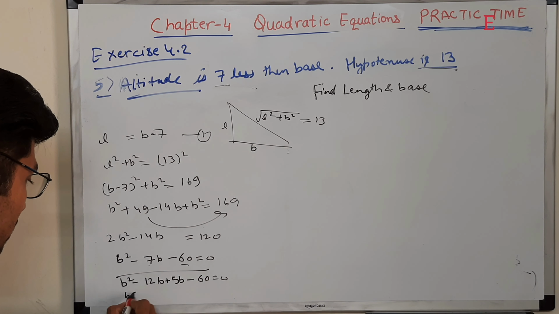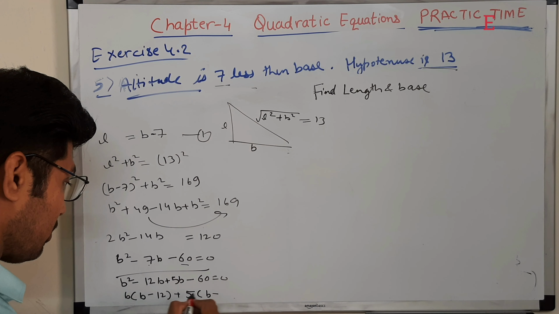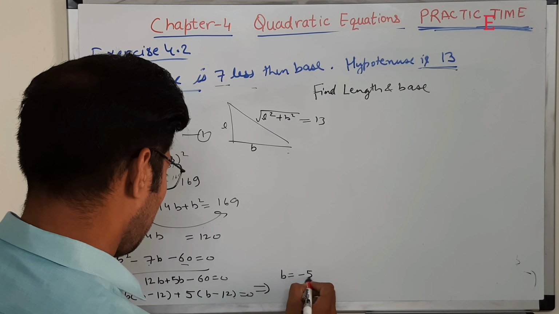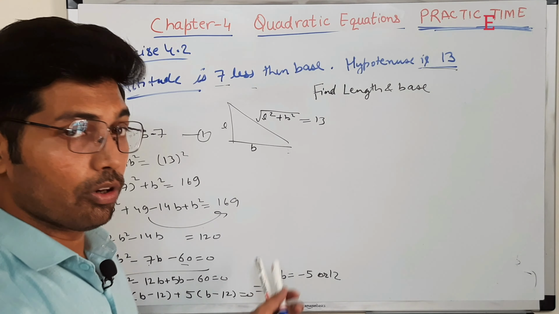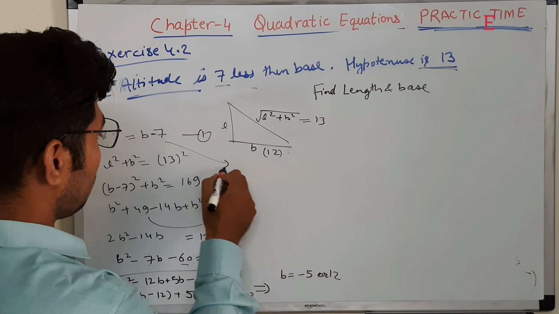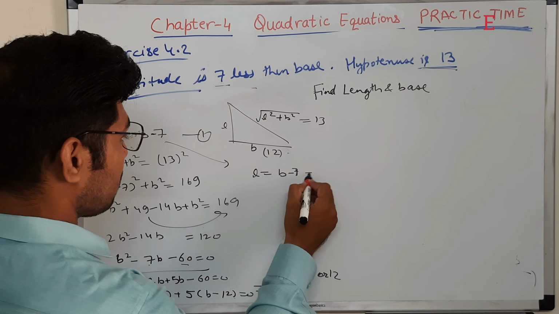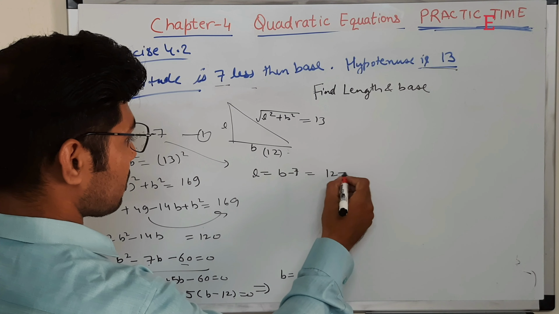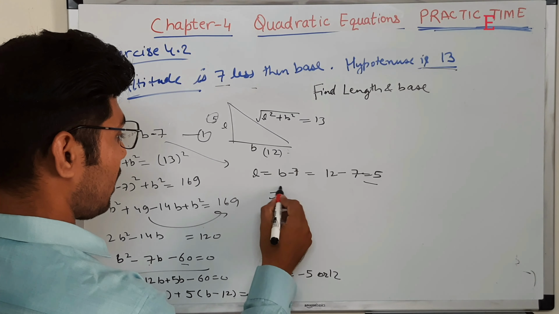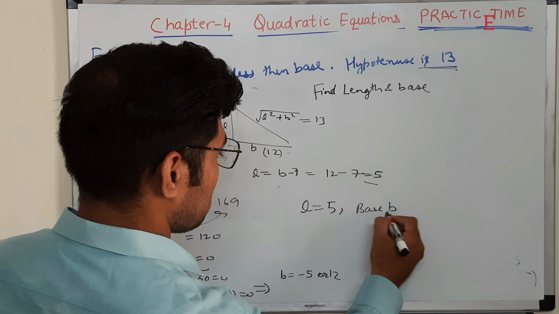So take b common here, b minus 12, plus 5 common here, b minus 12 is equal to 0, which implies that b is equal to minus 5 or 12. So base cannot be negative, so it is 12. Okay, and put the value here, l is equal to b minus 7. So b is 12 and length is 12 minus 7, which is 5. So the answer is length is equal to 5 and base is 12.